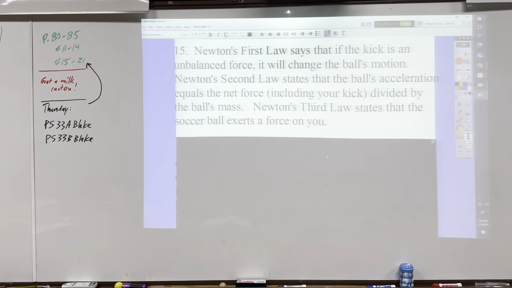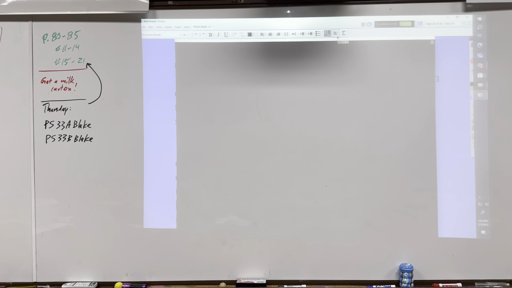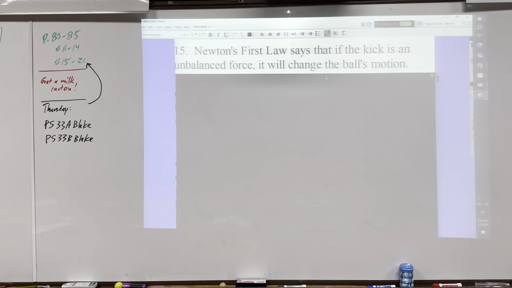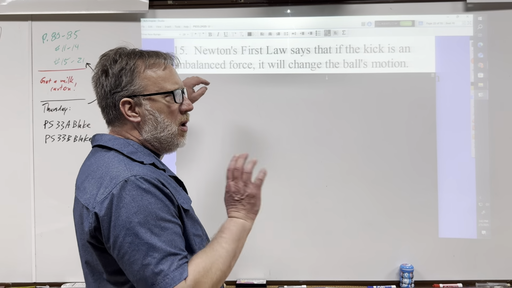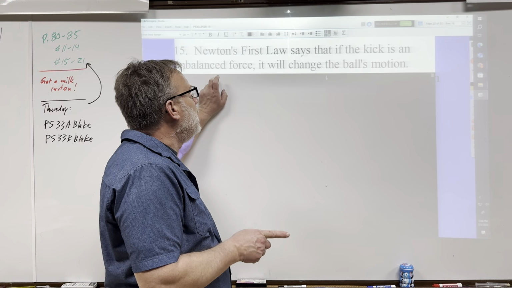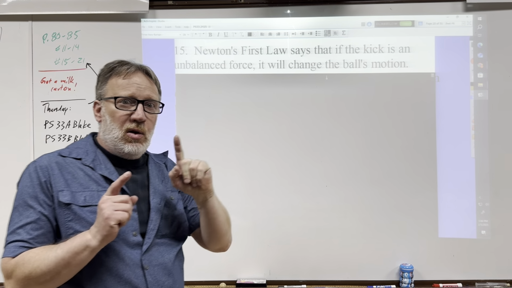Okay, so use Newton's laws to describe all three of them. What's going to happen when you kick a ball? Newton's first law says the ball has mass, the ball has inertia, it doesn't want to go anywhere. And you are adding extra force on one side that's not balanced. That means the ball is going to accelerate.